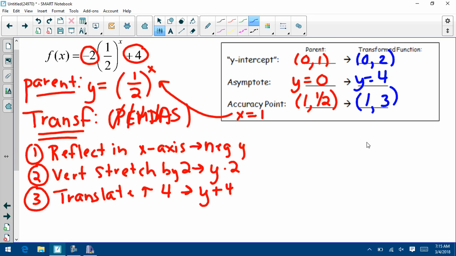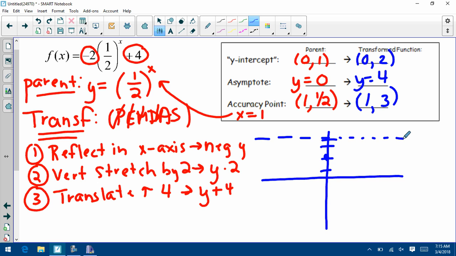So that gives me all the values that I can plot now. So we have 0, 2, y equals 4, asymptote, make sure you draw that in, and 1, 3. And when I connect those points, I know I can't plow through the asymptote, so it's got to level off that way, go down forever this way.